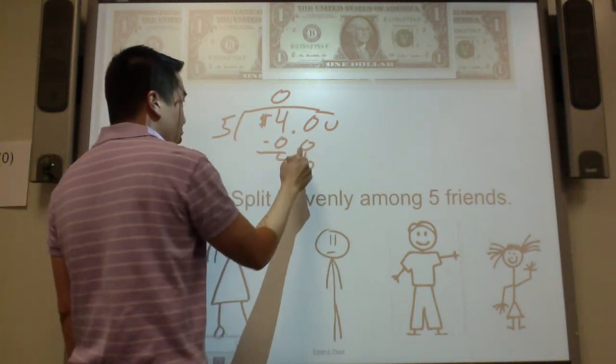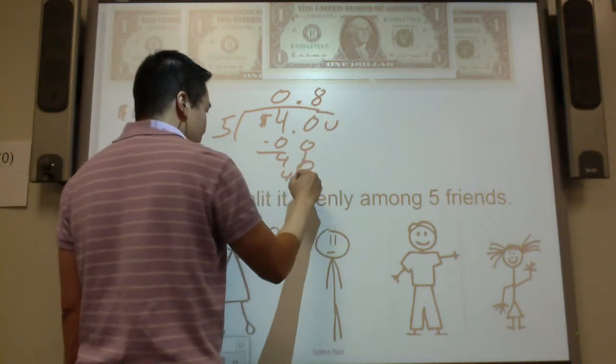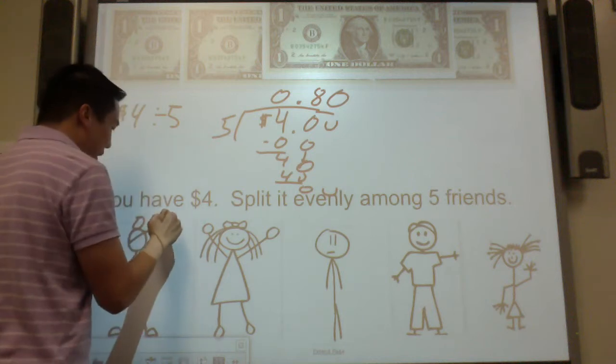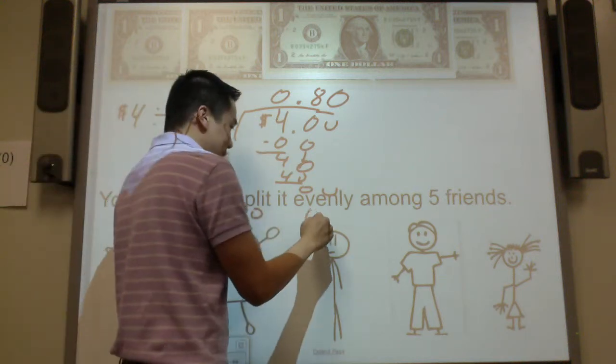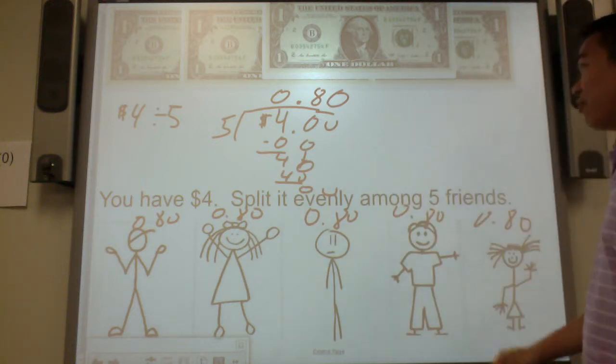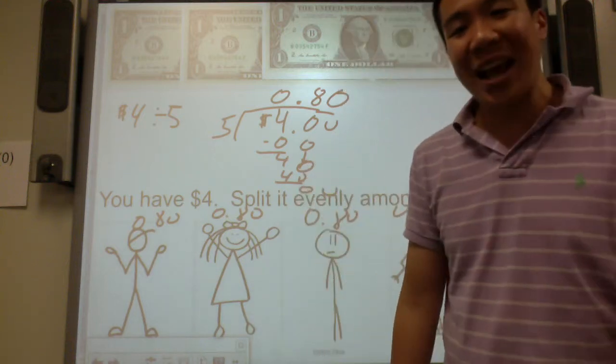How many 5s? Oh, forget the decimal point. Line it up. How many 5s go in 40? 8 times. How many 5s go in 0? 0. So each person will get 80 cents. So if I have $4 and I want to divide it among 5 friends, each person will get 80 cents.